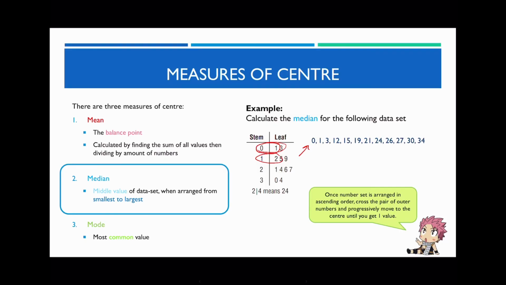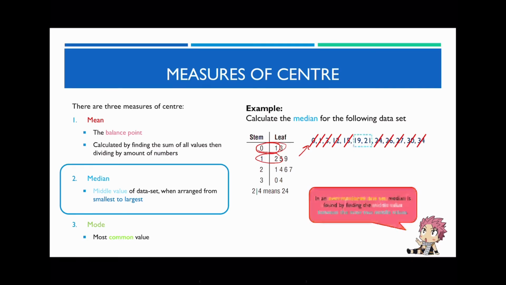Now, once you've done this, then cross the numbers from the outer ends and progressively move to the inside. So if I did this, this is what it would look like. So just keep moving, and once you reach one value, or two values as in this example, you need to find the middle value of the two innermost values. So find the midpoint, in this case between 19 and 21. You add both of these values and divide by 2, and that will give you 20.